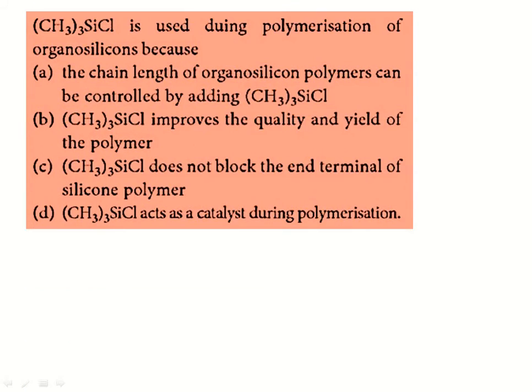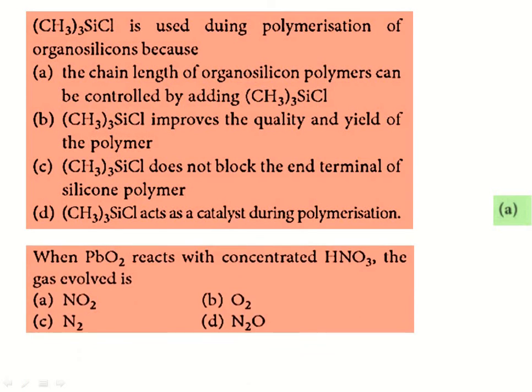Next question. (CH3)3SiCl, organosilicon polymerization. What is the reason behind this? See, the chain length of the organosilicon polymer is controlled by adding (CH3)3SiCl. Why will we use this one? The reason is that the chain length can be controlled using this compound, trimethyl silicon chloride.